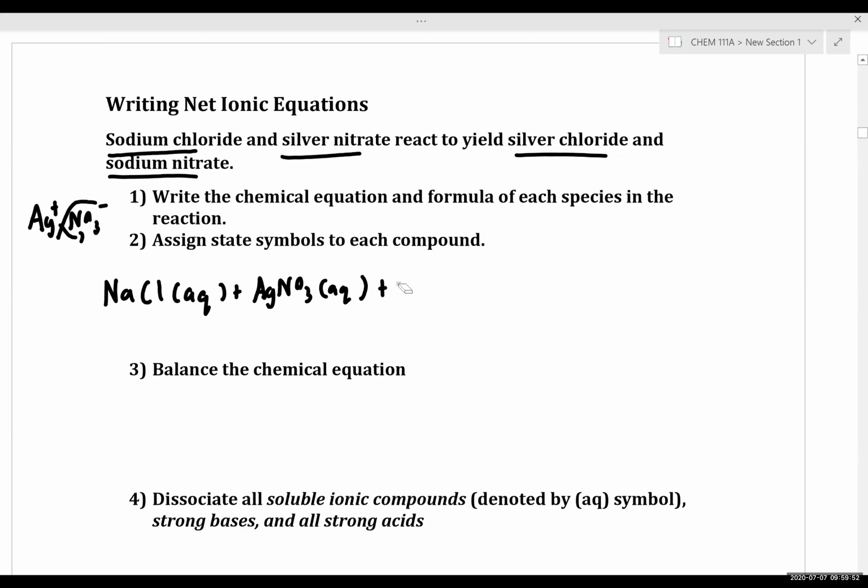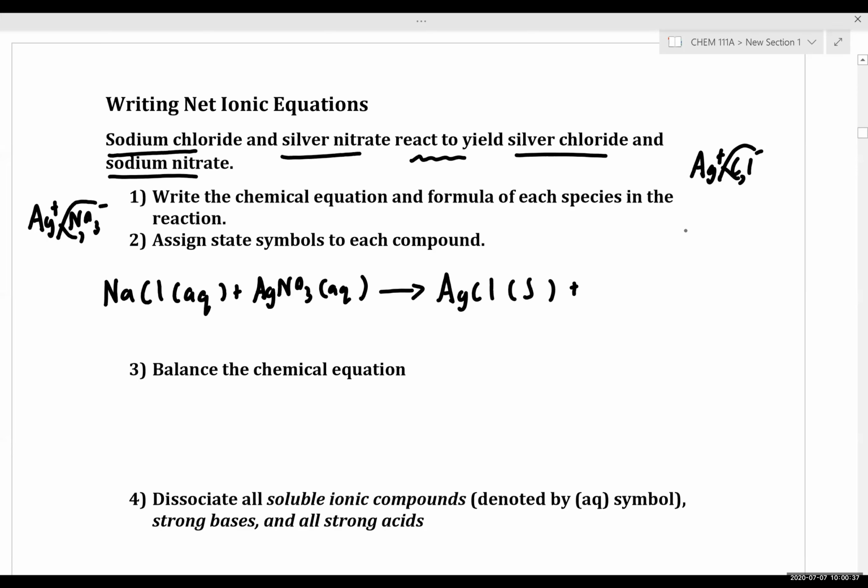React to yield, that tells me to draw an arrow. Silver chloride, we have Ag+ and Cl-. We cross our charges. That gives us AgCl. And what symbol do we put for silver chloride? Is silver chloride soluble or insoluble? Insoluble, right. Chloride salts are generally soluble except for silver, lead, and mercury. So everyone's correct in assigning the symbol of solid.